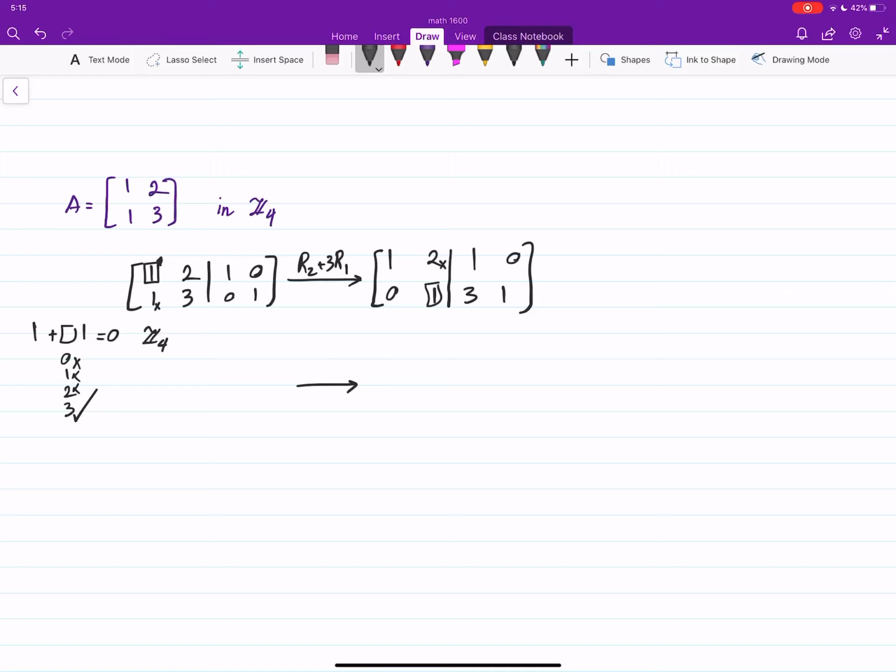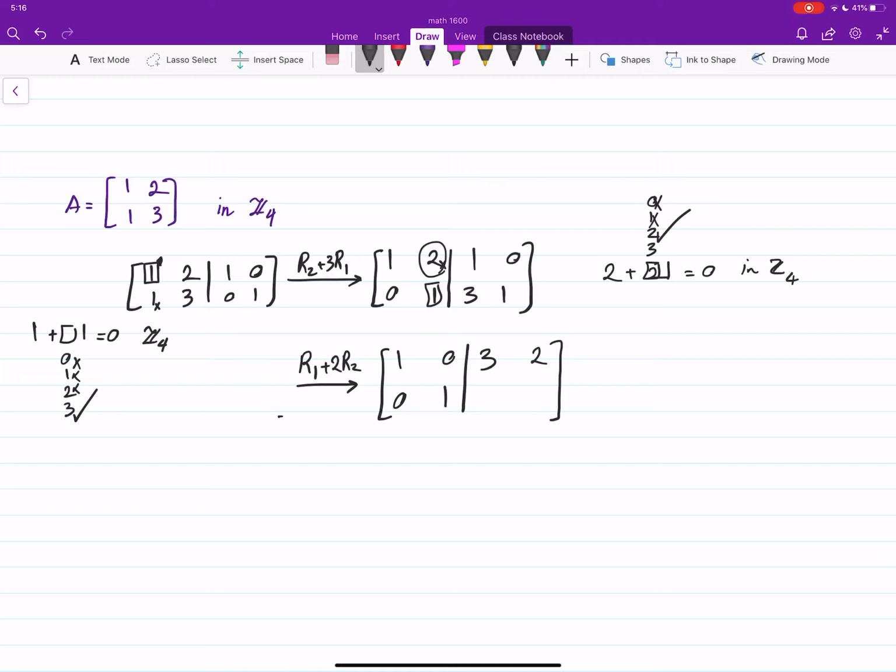Okay, how about now? So this is nice. We have to get rid of this one. So we are looking for a number that when you multiply it by 1 and then add it to 2, you get 0 in Z4. So here we have 0, 1, 2, 3. Apply one by one. 0 won't work, 1 won't work, but for 2, yes, it is 2. So that's what you put here. So row 1 plus 2 row 2 is how you will get rid of that one. 3 times 2 is 6. 6 in Z4 is 2, plus 1 is 3. And this is 2. And this is 0, 1, 3, 1.